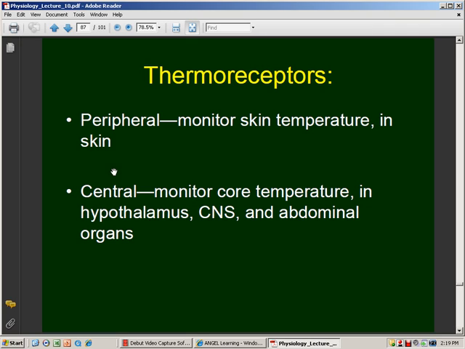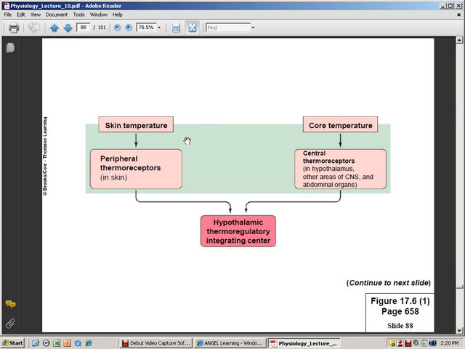And of course, the receptors, since it's the brain, it has to have a receptor that sends an afferent signal to the brain. So the receptors, if they're peripheral, they're out in the skin. If they're central, they're in your core, brain down into your visceral organs. So central's in the core, peripheral's out on the surface. And so signals come from both directions.